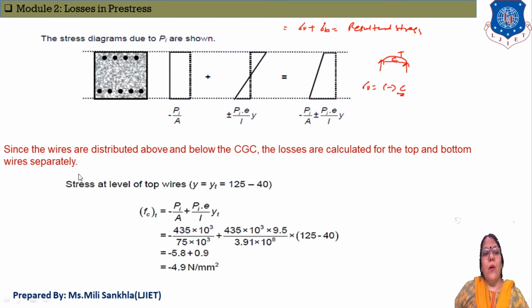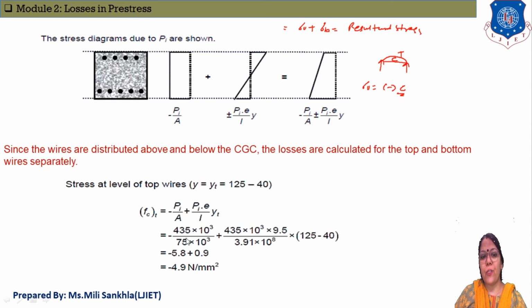Next, we find out the stress in the top wire, which means we follow the YT according to this figure. Now YT is equal to 125, because from this neutral axis half of 250 is 125, and these bars are provided with the center of the bar 40 mm from the outer surface, so 125 minus 40. Stress in the top zone, the tension zone, is equal to P divided by A plus M by Z, where Z is I by Y. Put the values one by one.